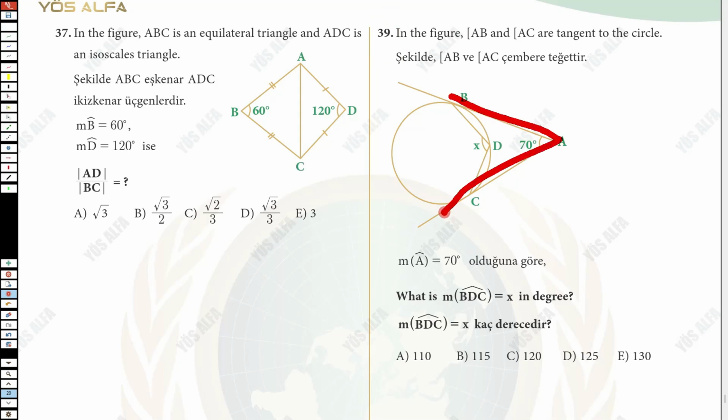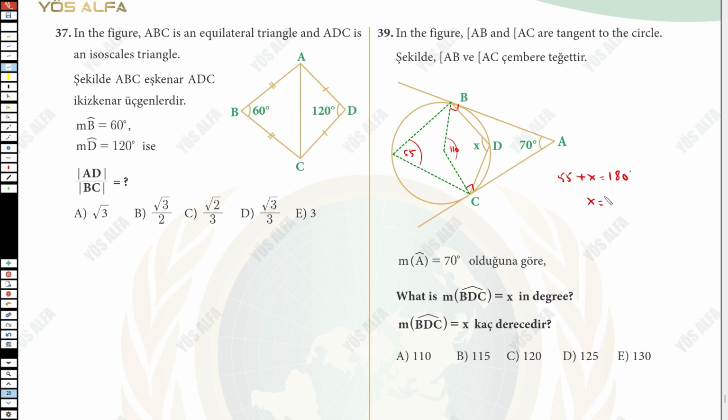39. The two tangents are given, and this angle is 70. We're asked to find x. Let's say the center is here, and when we join the center and the tangent point, we know that this is 90 and that is 90. So the central angle would be 110, so that the summation becomes 180. So if this is 110, we also know that the angle here is half of the central angle. So it's 55, and 55 plus x is 180. So x is 125. The answer is D.